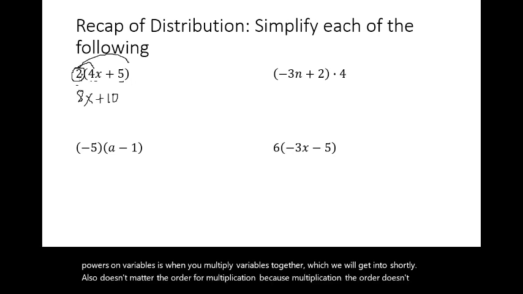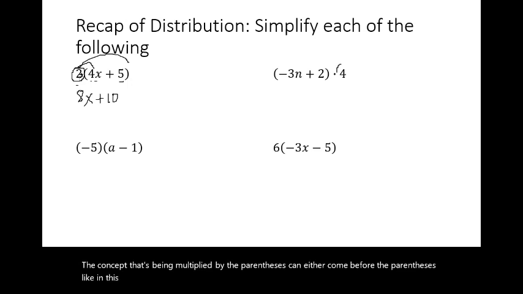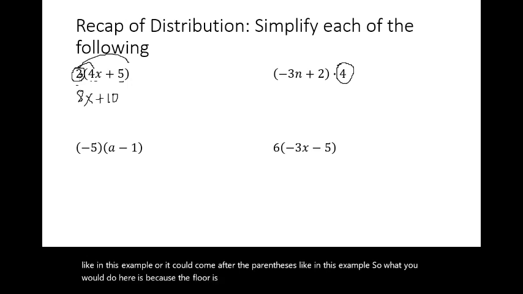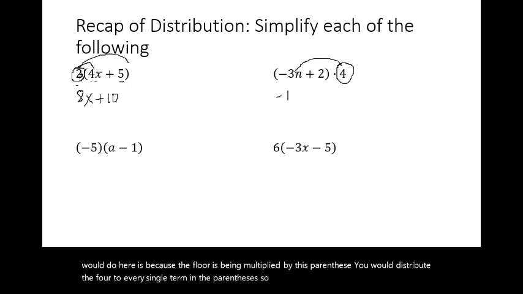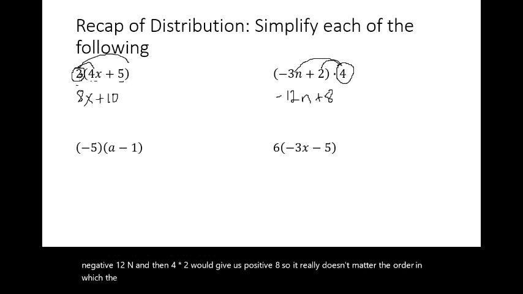So the constant that's being multiplied by the parentheses can either come before the parentheses, like in this example, or it could come after the parentheses, like in this example. So what you would do here is, because the 4 is being multiplied by this parenthesis, you would distribute the 4 to every single term in the parentheses. So 4 times negative 3n would give us negative 12n, and then 4 times 2 would give us positive 8. So it really doesn't matter the order in which the multiplication occurs.